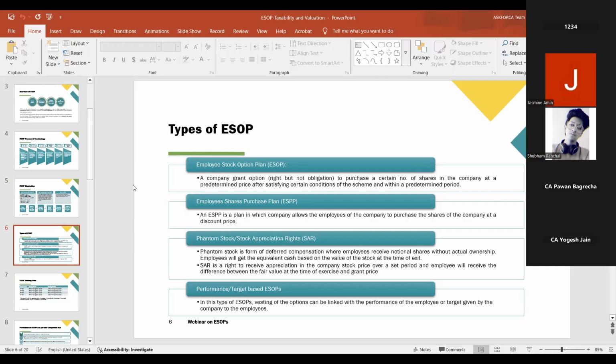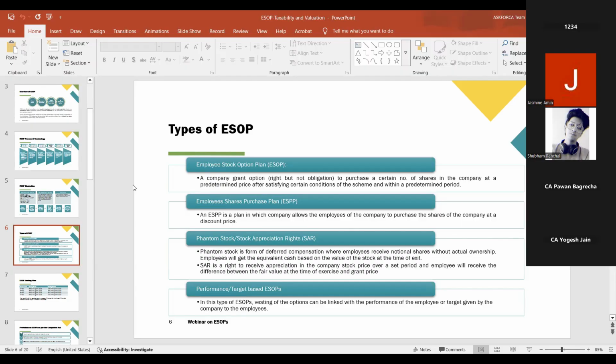Second one is the ESPP, employee share purchase plan. In this, the company is not issuing any option. The company is simply saying that you can purchase shares of the company directly at a discount price. The company can say that you will get 500 shares at a 10% discount or at any specific amount. There is no option. You can directly purchase the shares of the company and sell in the market.